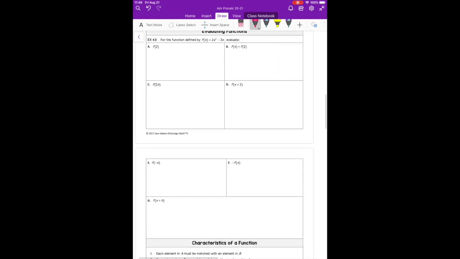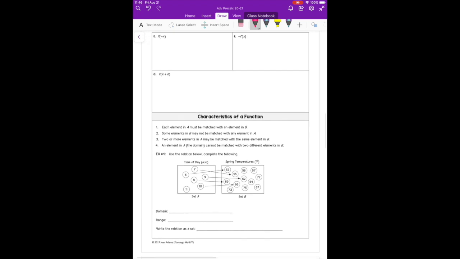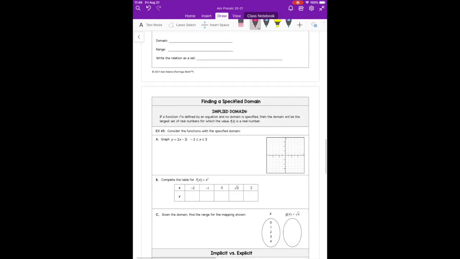The other vocabulary word that you need to know to do your next activity is implied domain. So you saw that I scrolled down a little bit, so it'll be a little bit before you see it. But just know that implied domain is if a function f is defined by an equation and no domain is specified, then the domain will be the largest set of real numbers for which the value of f of x is a real number.